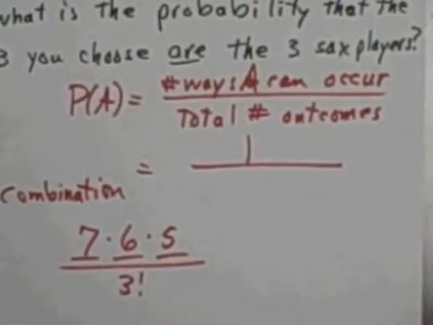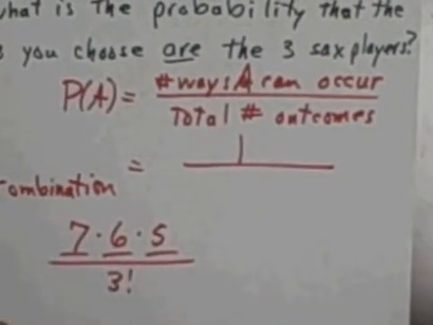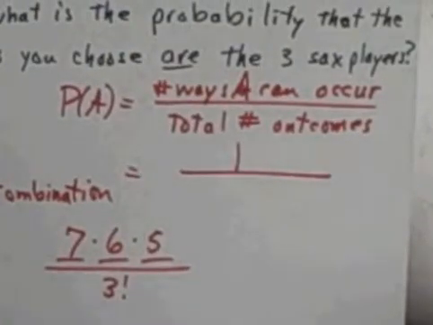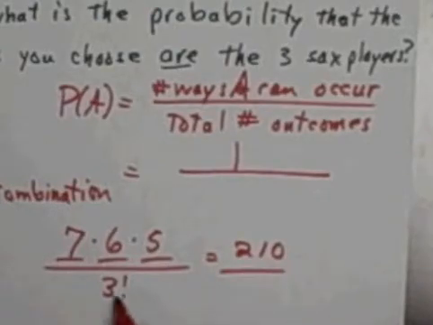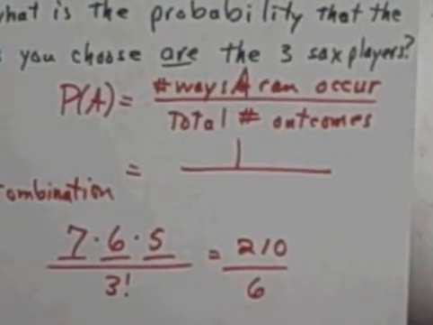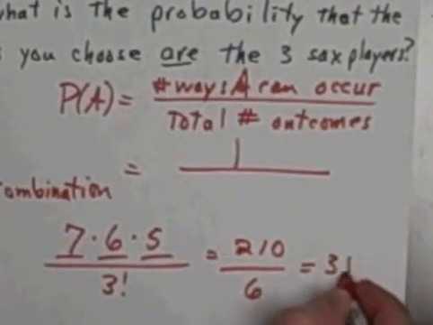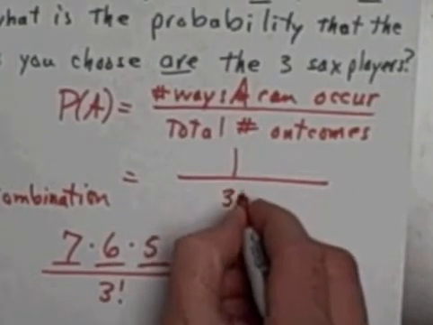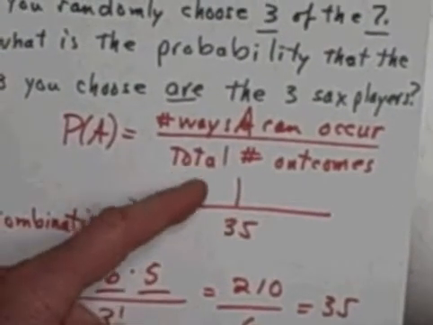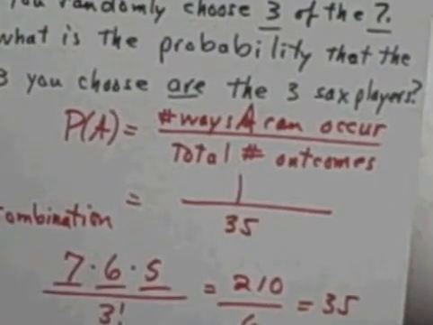We could come up with an answer, so let's do that. 7 times 6 times 5: that's 42 times 5, which is 210. And 3 factorial, 3 times 2 times 1, is 6. So 210 divided by 6 is 35. There are 35 different possible outcomes. So there's my fraction, 1 out of 35. My probability of just happening to pick the right 3 out of the 7 is going to happen 1 out of 35 times.